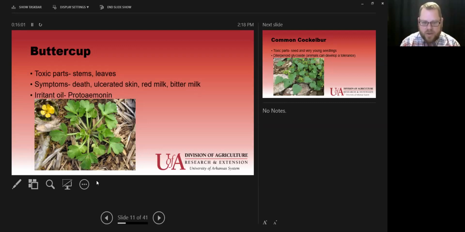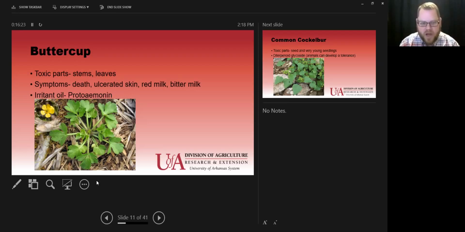Symptoms include death, ulcerated skin, red milk, and bitter milk. Once again, we see where it's not just the animal that's affected. Say a cow eats this, then her milk is also affected, and therefore the calf is affected. It works through an irritant oil.